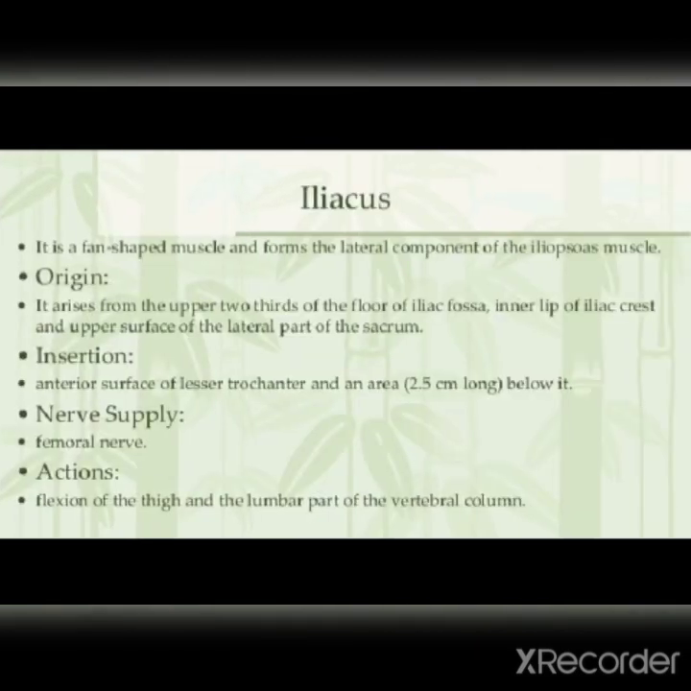iliacus. Now, the iliacus is a fan-shaped muscle, forming the lateral component of the iliopsoas muscle. Now, origin. It arises from the upper 2/3 of the floor of the iliac fossa, the inner lip of the iliac crest and the upper surface of the lateral part of the sacrum.